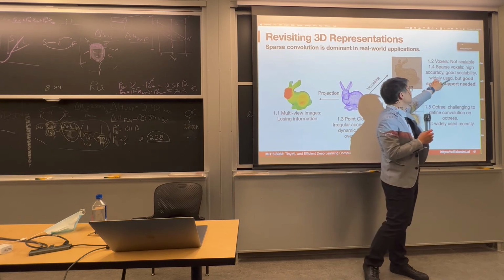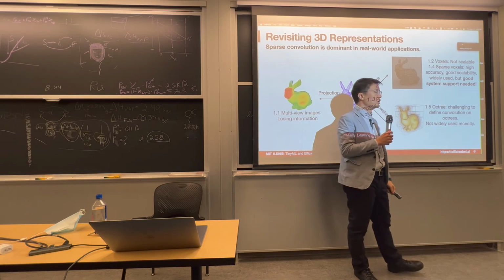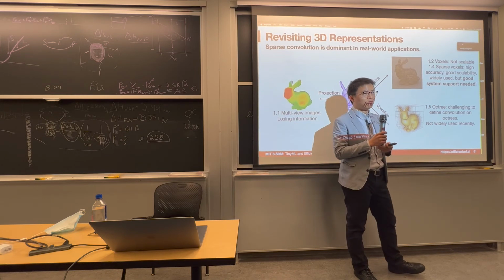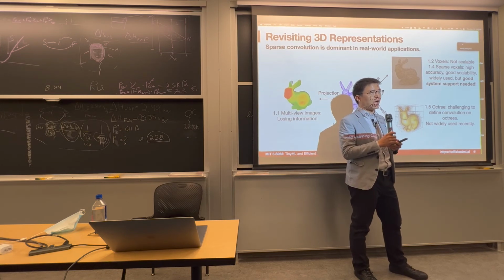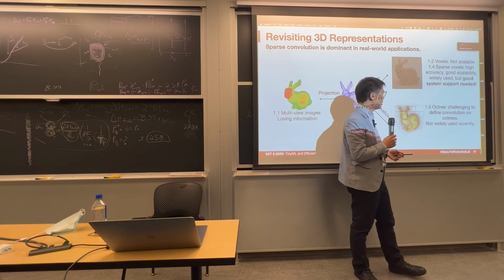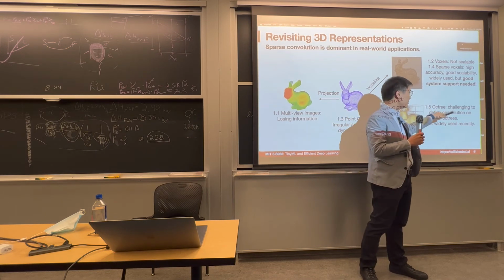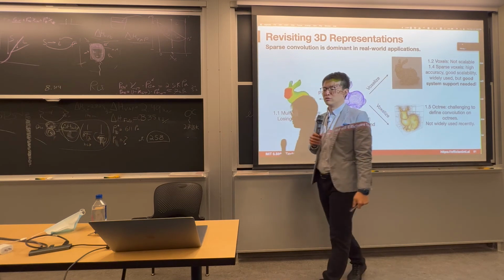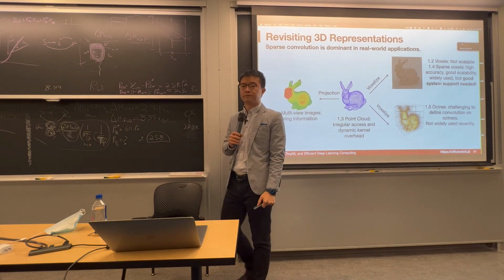Okay, so this method, sparse voxels, is probably the most widely used method these days, especially combined with point representation using a hybrid approach, which is very popular. And octree is another way, but not quite popular these days. It's challenging to define convolution on octrees.